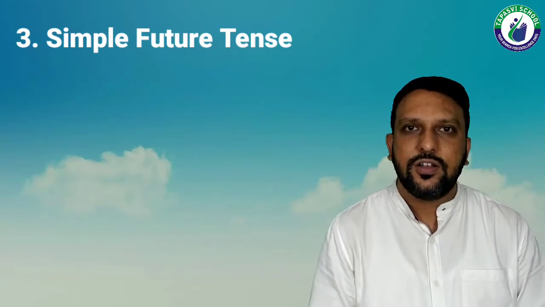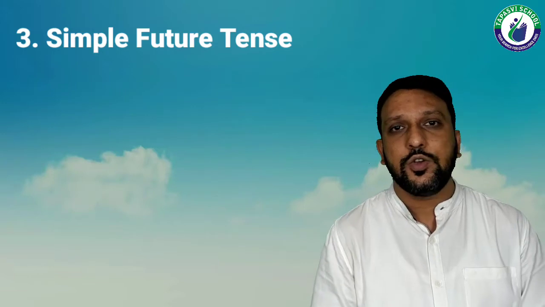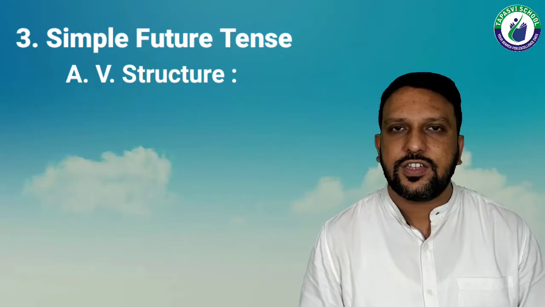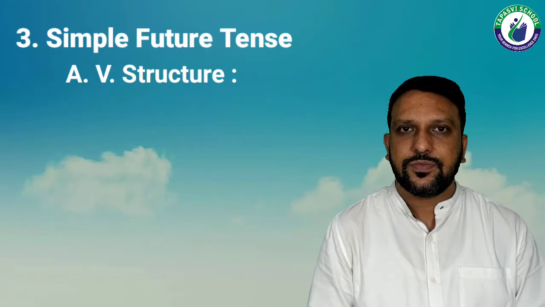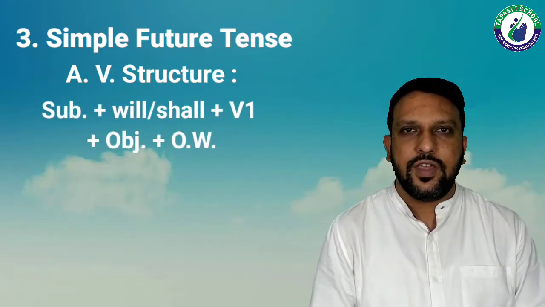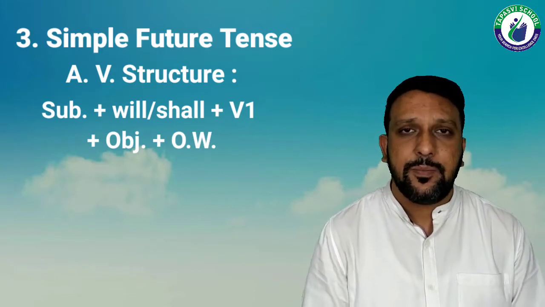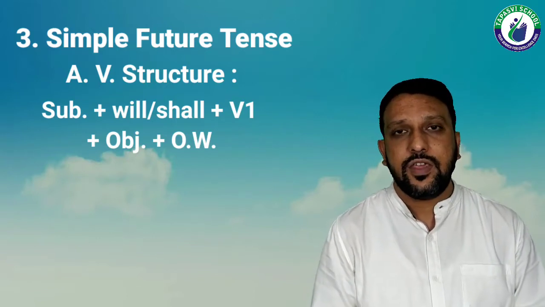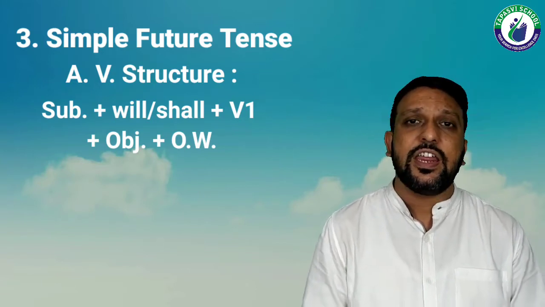Let's come to the third tense, that is simple future tense. As I used to give you the active voice and passive voice structure, let me give you the active voice structure for the simple future tense, students. Active voice structure is subject plus will/shall plus V1 plus object plus other words. Let me repeat: subject plus will/shall plus V1 plus object plus other words. This is the active voice structure.